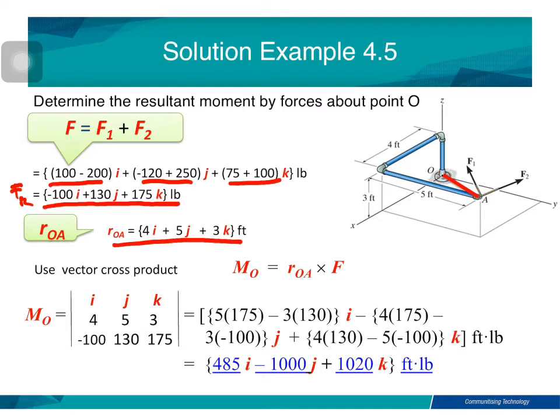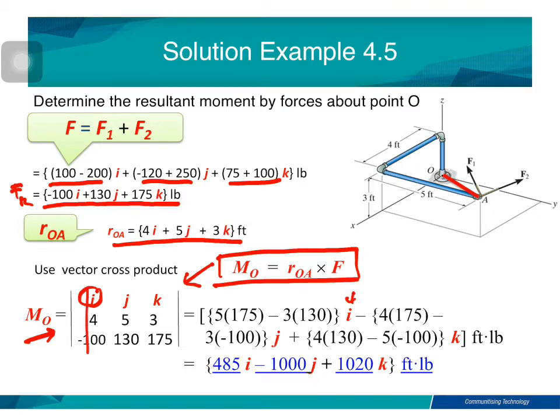Then we can have the cross product here. So this is the vector cross product, which is ROA cross F. And then here we can write it into a determinant. So now we can solve for the first element here, element I. So this element is 5 times 175, and then minus 3 times 130.